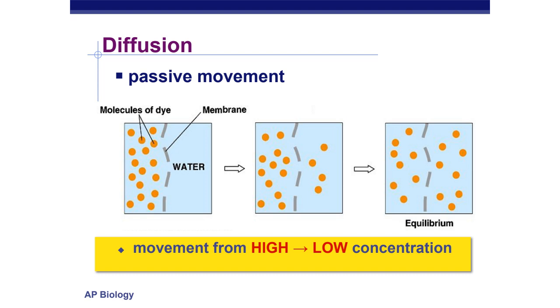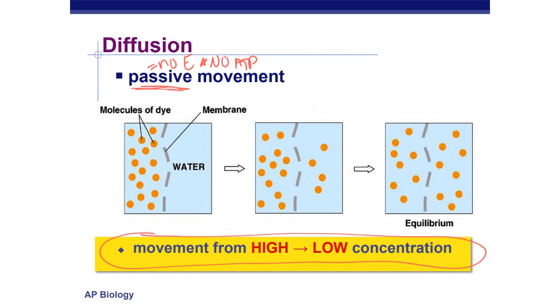So the form of transport that we're going to talk about first is going to be diffusion, or passive transport, a form of passive movement. Passive movement means that this does not require any input of energy. So no ATP is required for these molecules to be able to move. It is a form of passive transport where things are moving from high concentrations to low concentrations.